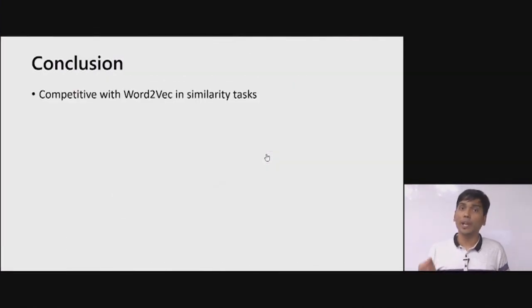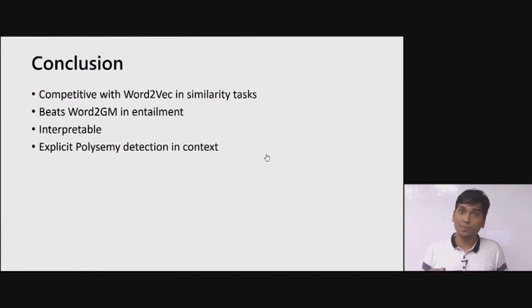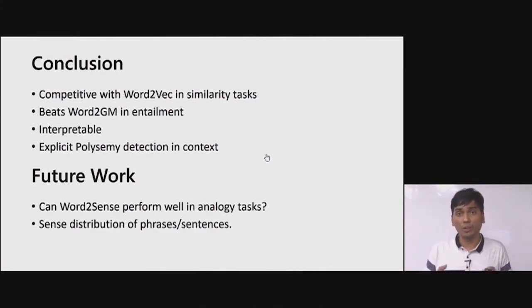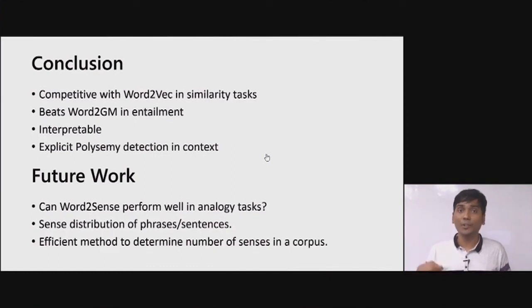So in short, we give you an embedding that is competitive in downstream tasks like similarity and entailment, is interpretable, and we use this sparsity structure to give you an embedding that modifies itself depending on the context. Future work: we couldn't perform well in analogy tasks. Can we do better? Second, it would be better if we could also give the representation of a phrase or sentence in the same model. And third, currently we are using some heuristic to come up with the number of senses in the corpus. Is it possible to automate that?